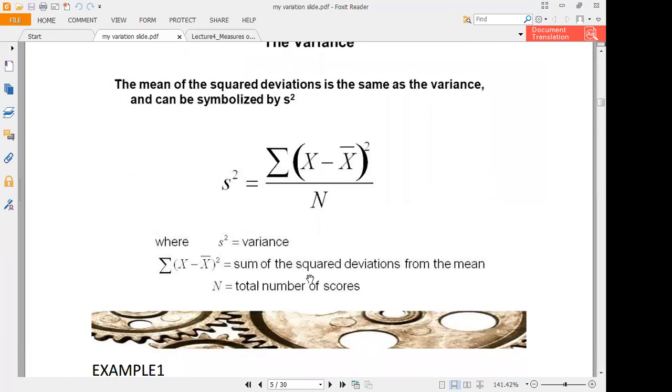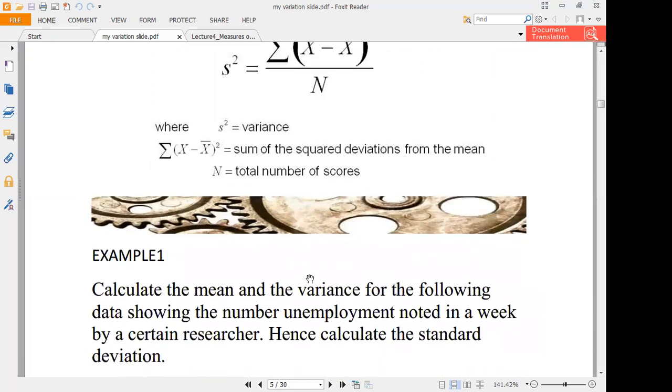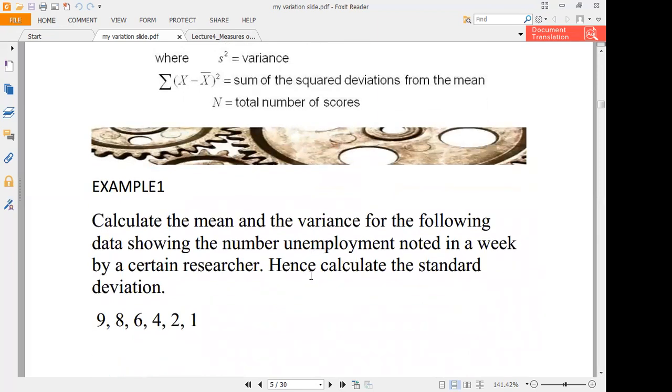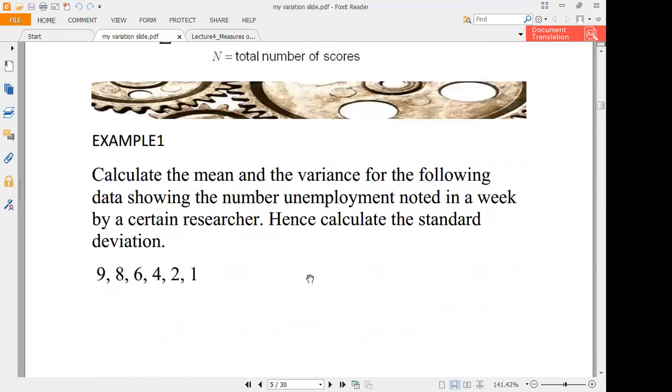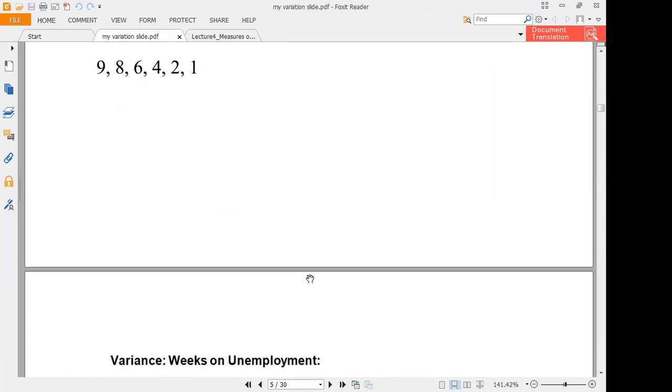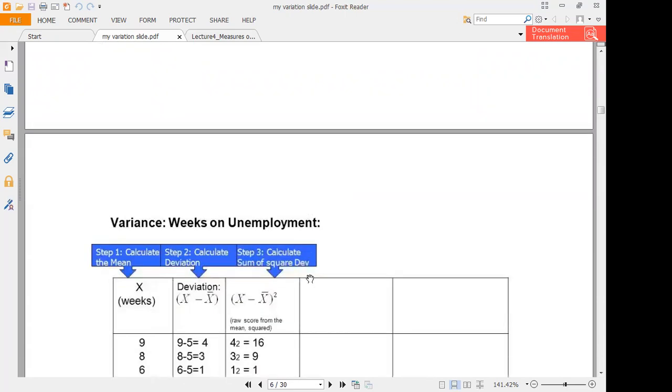All right, let's take a two-line example so that we can understand what we are trying to discuss here. Example 1. The question says calculate the mean and the variance of the following, which shows the number of unemployed noted in the week. We have 9, 8, 6, 4, 2, 1 as our data set here. Let's see how we calculate that. The first thing, do not forget, is to calculate the mean. So let's see how I do that.